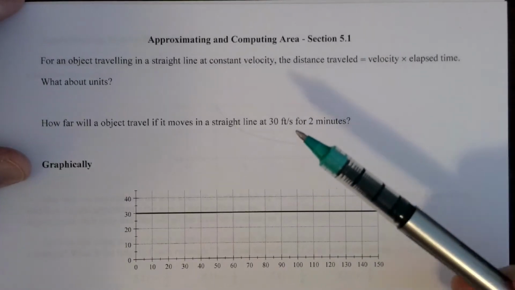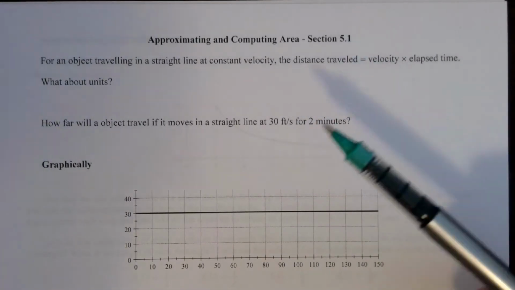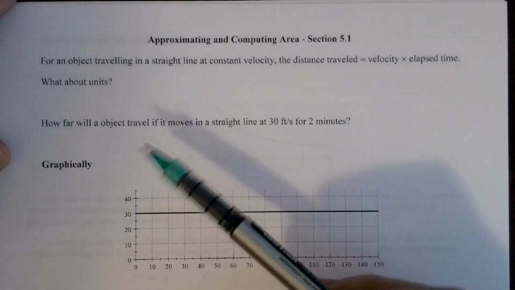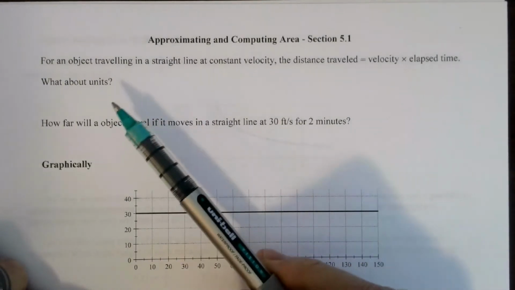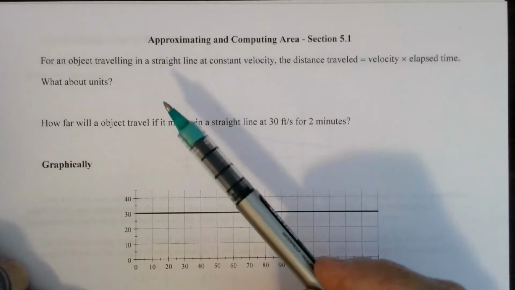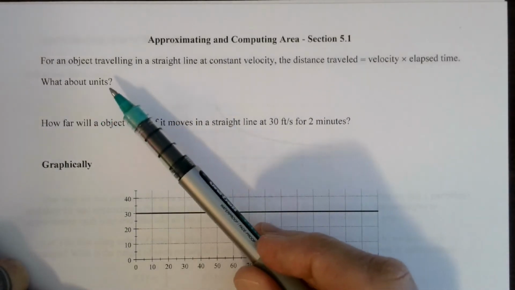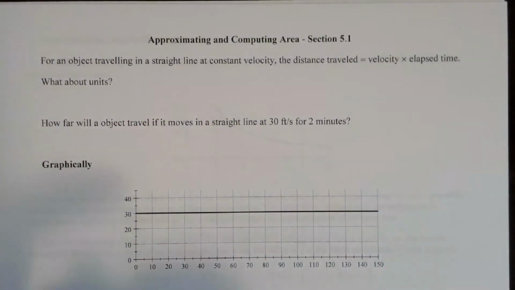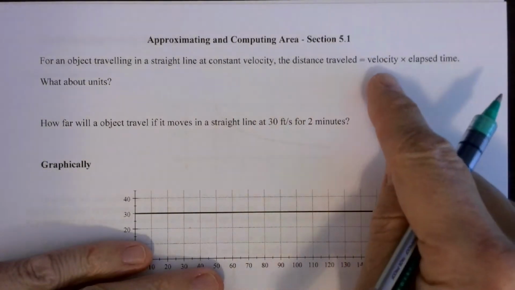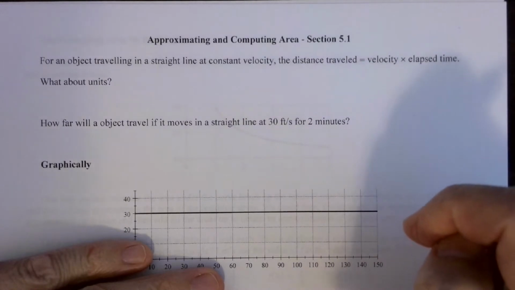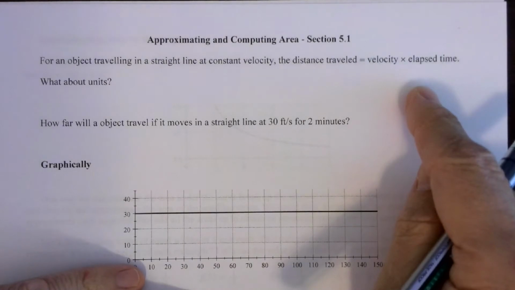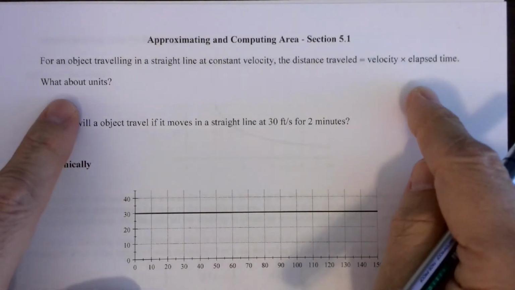So that's our goal. And this is the main problem, really, that we tackle in Calculus 2. So first of all, we'll just start with a simple example that illustrates why computing area is important. For an object traveling in a straight line at constant velocity, the distance traveled is equal to its velocity times the elapsed time. Some of you remember distance equals rate times time, right? Distance equals rate times time. And we're going to be careful about units here.